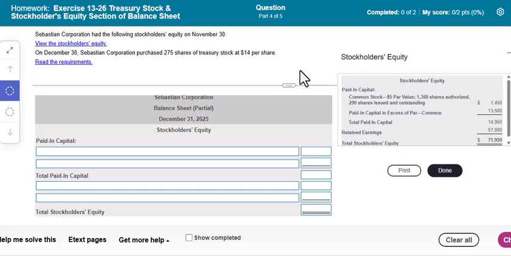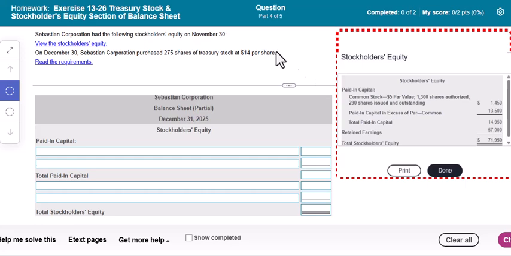So basically everything is the same as before, and this is the before info. The only thing that's changed is we purchased some treasury stock. So treasury stock has been debited and cash has gone down. This is the only difference. So we're going to match everything up between these tables.